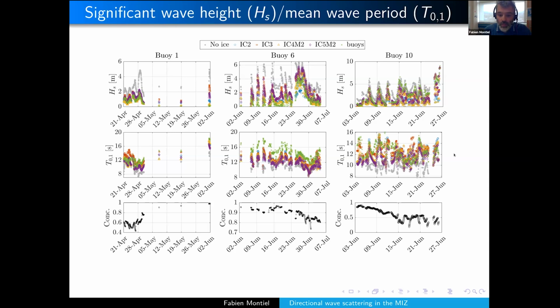Now, if you look at the mean wave period, which is what you see in the second row here, then again we have similar results, so fairly good correspondence in low concentration, while at high concentration, that's buoy 6 here, all the models seem to significantly underestimate the mean wave periods by at least a couple of seconds.